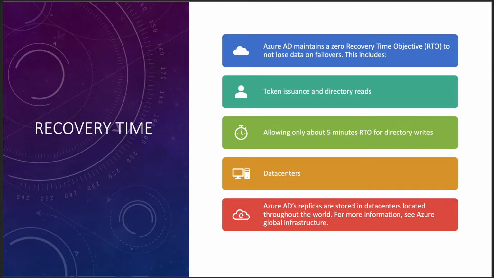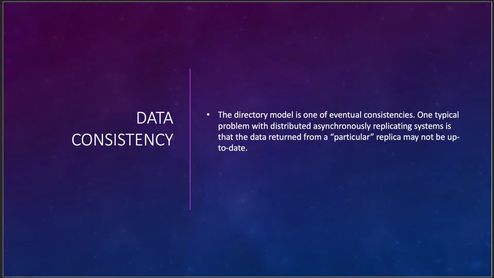So Active Directory maintains a 0 recovery time objective, and that is not to lose data on failovers. And what that means is that your tokens and directory reads are there all the time. So 0 data loss, not going to happen. Allowing only about 5 minutes for recovery operations for directory writes. So you may have to wait 5 minutes to build that new user out. It's in every data center, and Azure's replicas are stored in data centers located throughout the world. And again, you can check Azure's global infrastructure if you need to know where they are. But I would note the recovery time is about 5 minutes for directory writes.